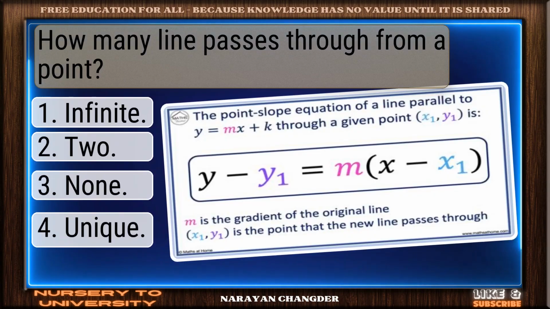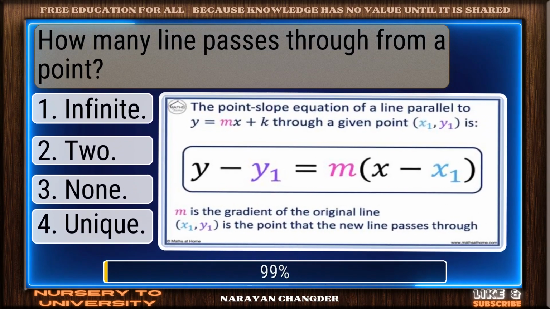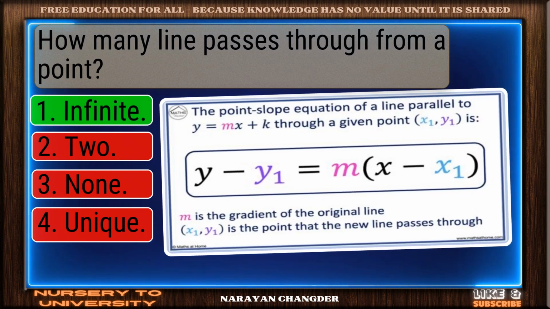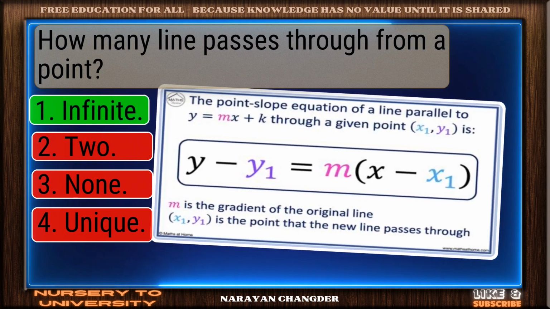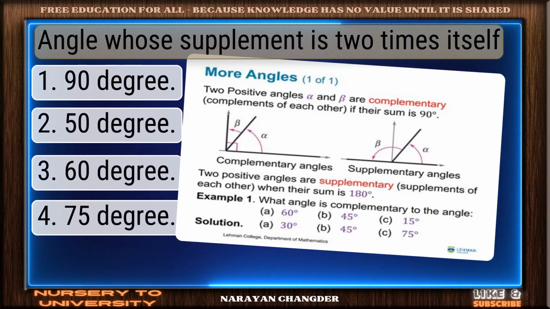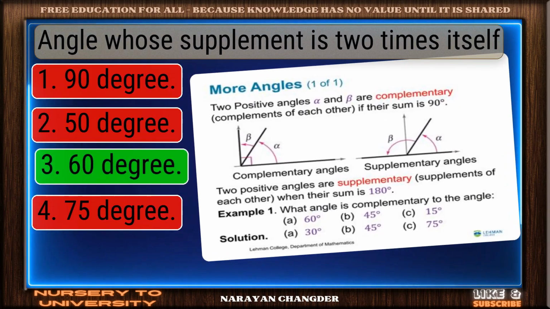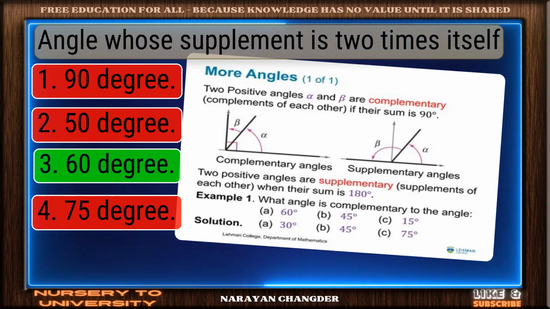Question number 65. How many lines pass through a point? Well reasoned. Infinite is the correct choice. Question number 66. Angle whose supplement is 2 times itself. Right choice. 60 degrees is the best answer.